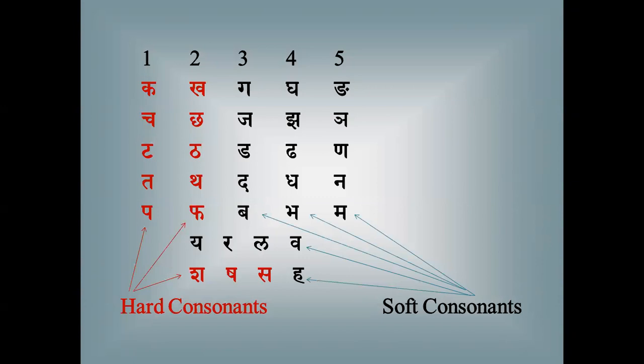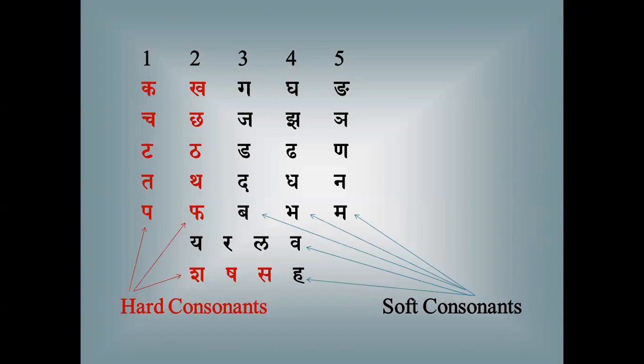So if you have any doubts now, you can ask. I just gave the summary. Again, I will give you the simplest summary. 1, 3, 5, alpa prana. 2, 4, mahaprana. All semi-vowels, alpa prana. All sibilants, mahaprana. This is the simplest summary in terms of alpa prana and mahaprana.